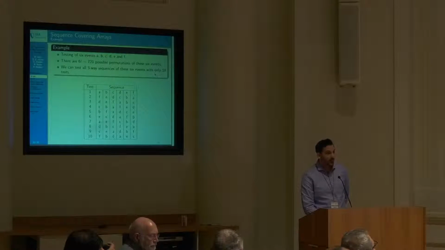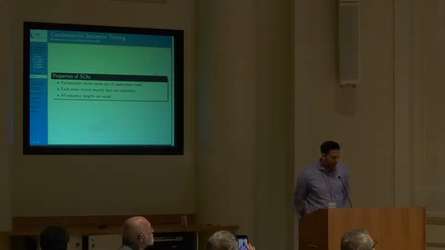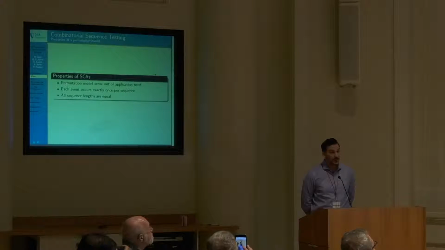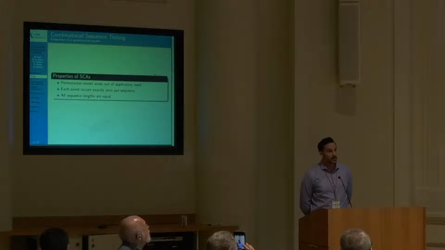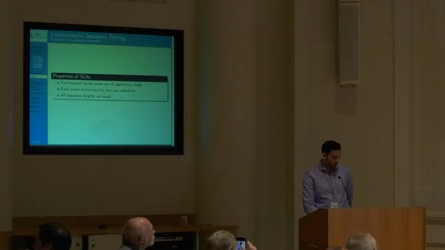Here you see an example of a sequence covering array of strength 3 for 6 possible events. It has 10 test cases. Sequence covering arrays are based on a permutation model. This means every event occurs in every sequence exactly once, and all sequences have the same length. If necessary, you can artificially consider non-injective sequences, but in this work we use only permutations.